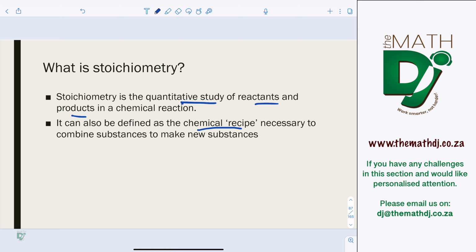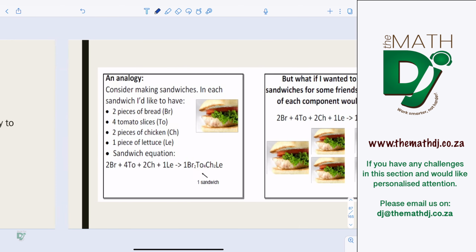So think of it like baking bread. You know that you need how much salt, how much sugar, how much flour, how many eggs, how much milk. So stoichiometry is just the recipe of making or formulating certain substances. It is the quantitative study of reactants and products in a chemical reaction.